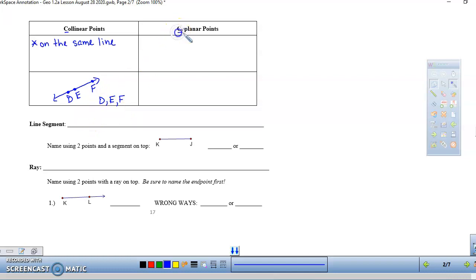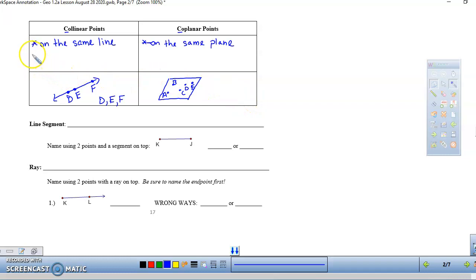Okay, coplanar. So we're still doing on the same, but this time planar. So this is going to be on the same plane. Okay, and then again, if we draw ourselves a plane, and then if we just list a whole lot of points here, and then label them, so let's just say this is A and B and C and D and E, those all would be coplanar points. And again, you would list them out with commas between.